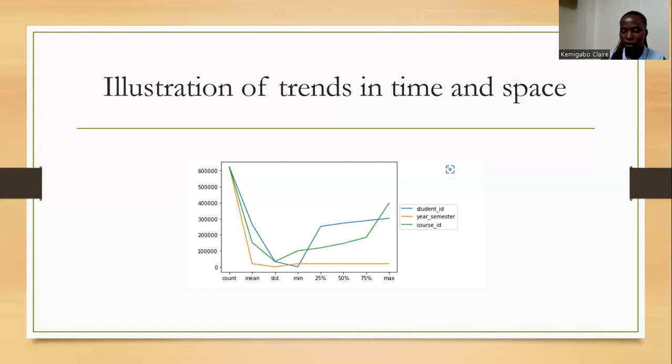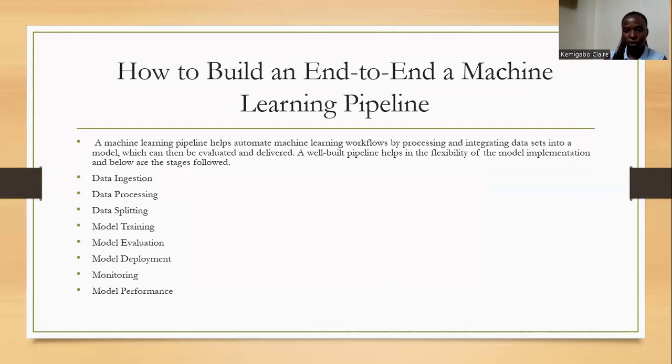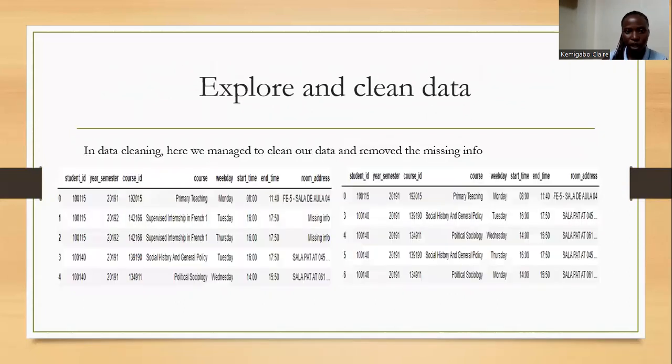So I'll take you through also how to build an end-to-end machine learning pipeline. A machine learning pipeline helps to automate machine learning workflows by processing and integrating data sets into a model. And we're going to be following these steps, mainly data ingestion, processing, splitting, model training, model evaluation, model deployment, monitoring model performance.